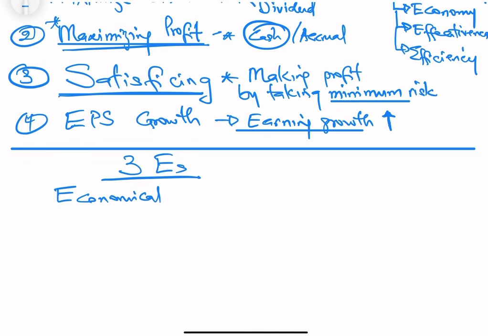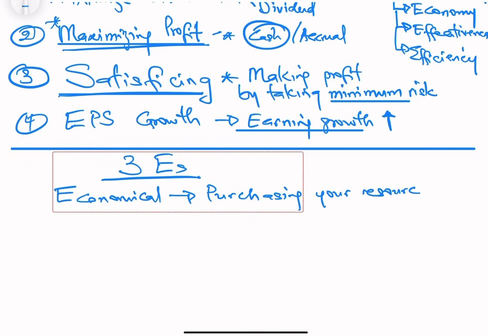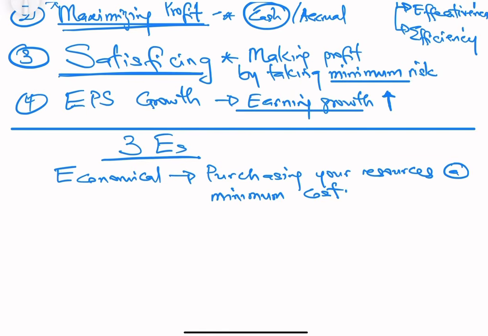And what does it mean? Economical means that you're purchasing your resources at minimum cost. You want to make sure that you are paying the least possible cost for anything you buy. The second E is the effectiveness. You must be effective. If you are not effective, you cannot deliver value for that money that has been given to you. You are effective when you're able to achieve your objectives.